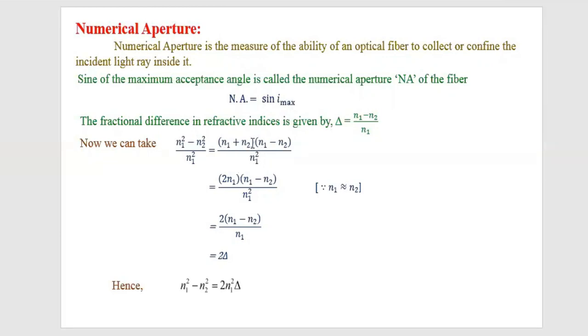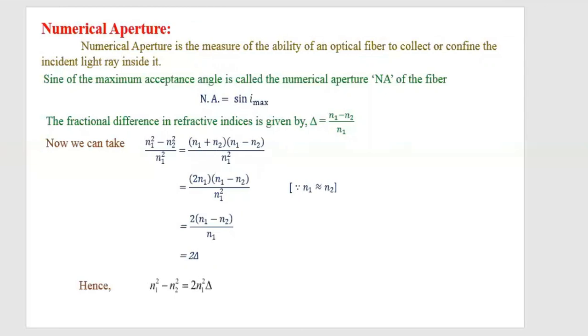Though the refractive index of cladding is smaller than the refractive index of core material, the difference is very, very small. So almost in this addition, we can take n1 is equal to n2. So this will become 2n1 into (n1 minus n2) by n1 square. Here this n1 gets cancelled, it will become 2 into (n1 minus n2) by n1, that is equal to 2 delta. So finally we'll get n1 square minus n2 square is equal to, this n1 square comes to the right hand side, 2 n1 square delta.